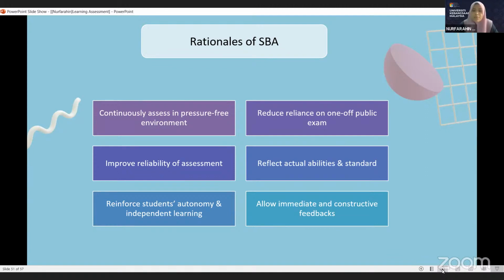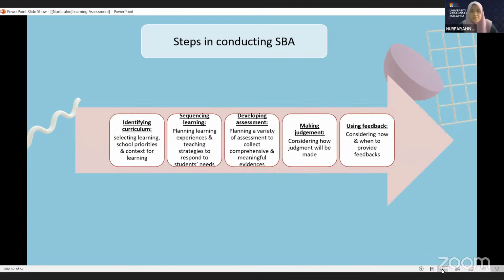And we want to reflect the actual abilities and standard of the students and allow immediate and constructive feedback. Okay, these are the steps to conduct school-based assessment. First is to study the curriculum. We need to know what the intended learning outcomes are, what the school priorities are, and the context for learning.